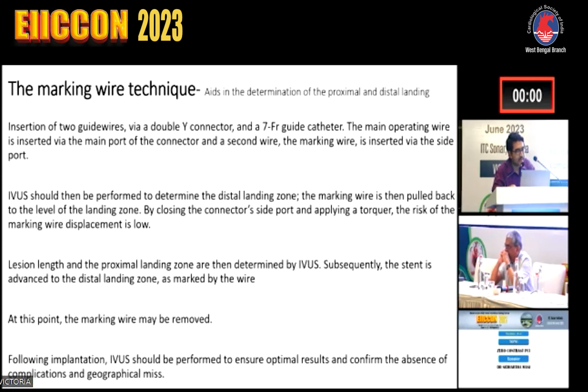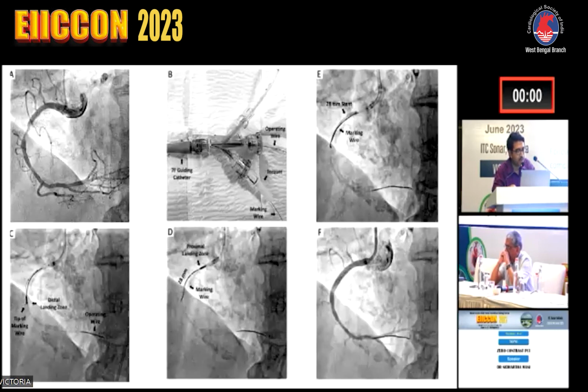The lesion length and proximal landing zone are determined by IVUS, and when the stent is advanced, you have to pull out this wire before you implant. So this is how it is done. See, this RCA has a tight lesion in the mid part. You have done an IVUS to ascertain the landing zones, and you have placed a second wire, the radio opaque portion, with the proximal and distal tip going into the proximal and distal landing zone.